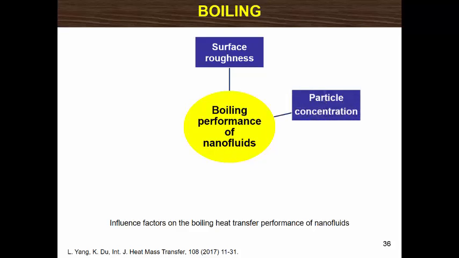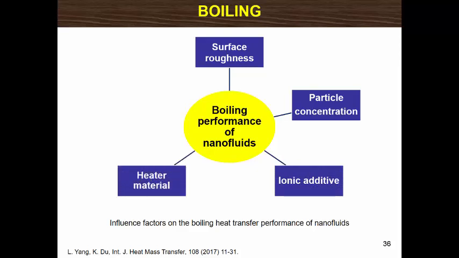The nanoparticle content in the fluid is also an important factor in the boiling process of nanofluids. It can be observed that the roughness of the heater surface increases with increasing nanoparticle concentration. Most experiments have exhibited positive results. Other factors are ionic additive, heater material, and nanoparticle type.